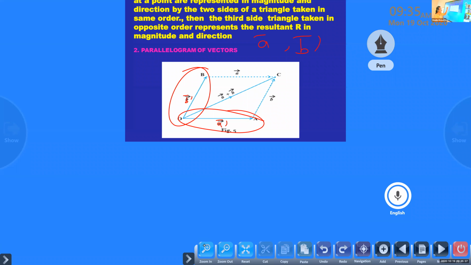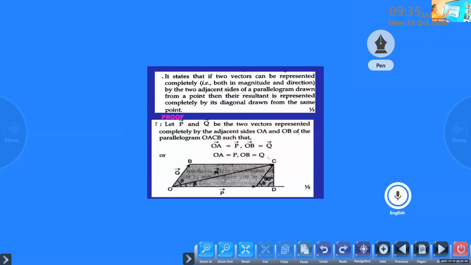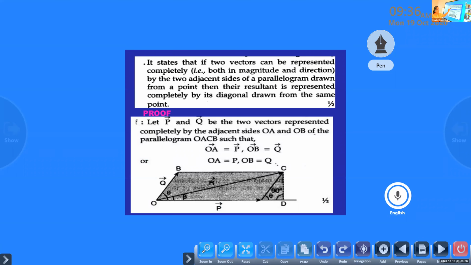So here vector A and vector B are the adjacent sides of a parallelogram OBCA or OACB. And the diagonal connecting them indicates the resultant vector. So this is the statement of parallelogram law of vectors. That is, if two vectors can be represented by the two adjacent sides of a parallelogram drawn from a point, then their resultant is represented completely by its diagonal from the same point. So that is the statement.